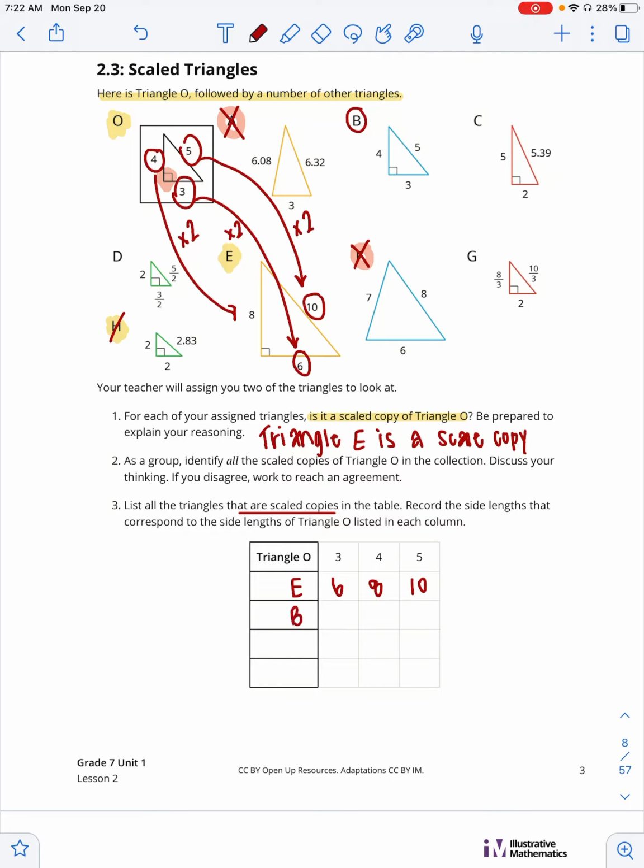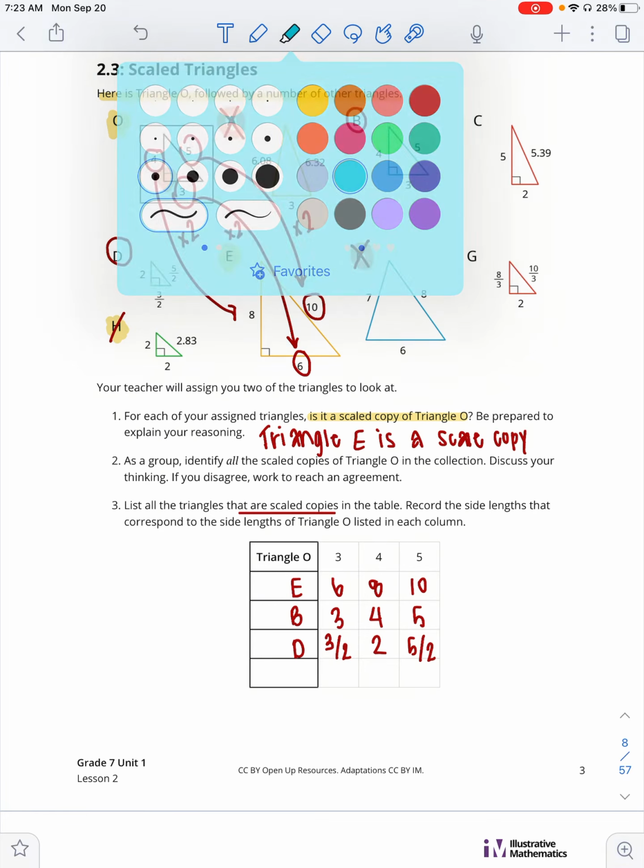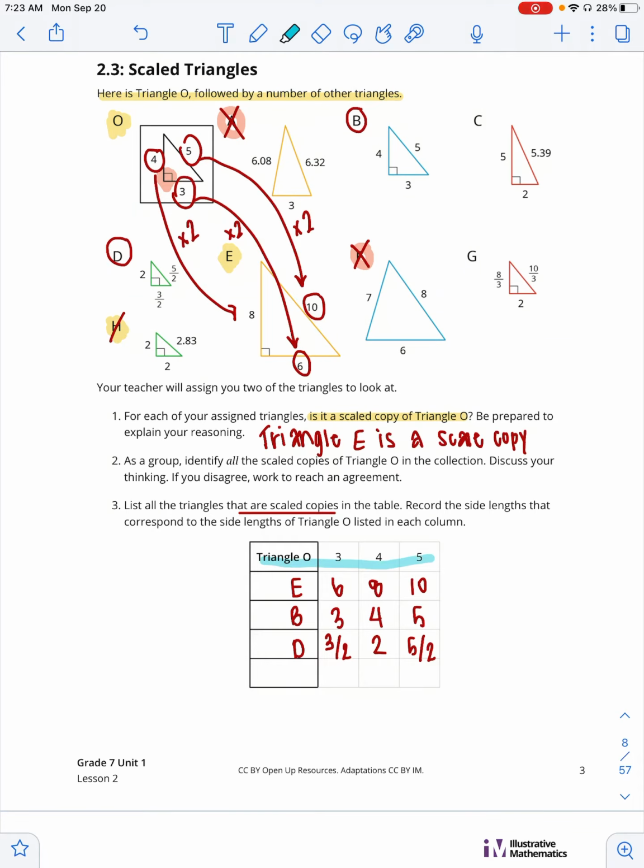Exactly the same doesn't mean it's not a scale copy because we can simply multiply each of the side lengths times 1. My table. Talked about in class was triangle D. Side lengths are triangle O to triangle D, 2, half.